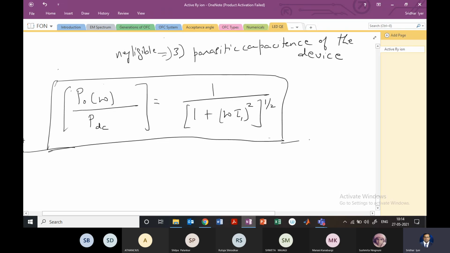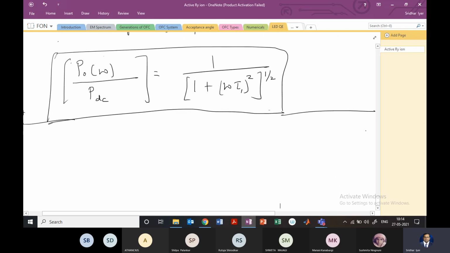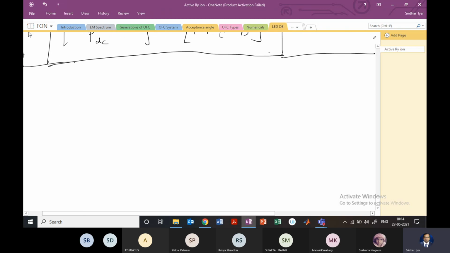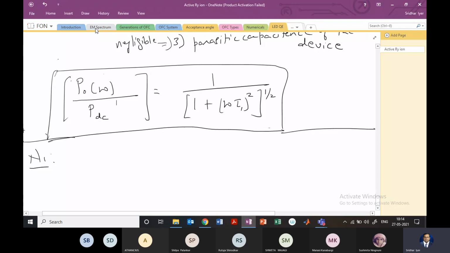So let us solve a numerical based on this. This numerical is given in the book by John Senior. So let me read out the question. I'm not writing the entire question, it's long to write. I'll just mention it here and write the parameters which are given. Let me scroll up. We can look at the equation also.